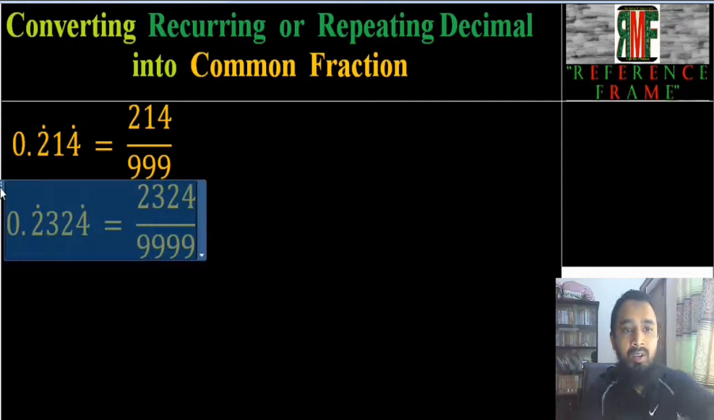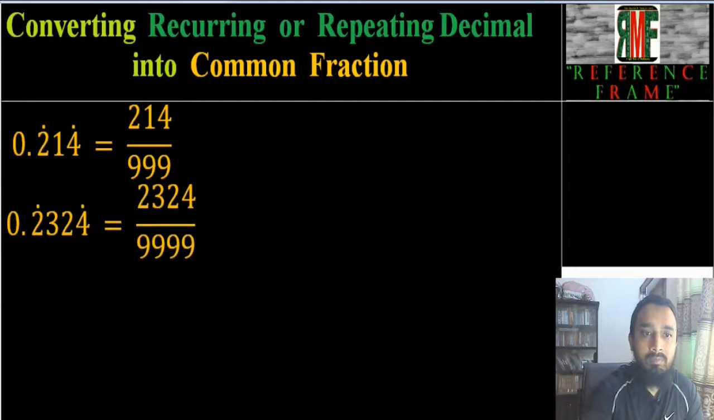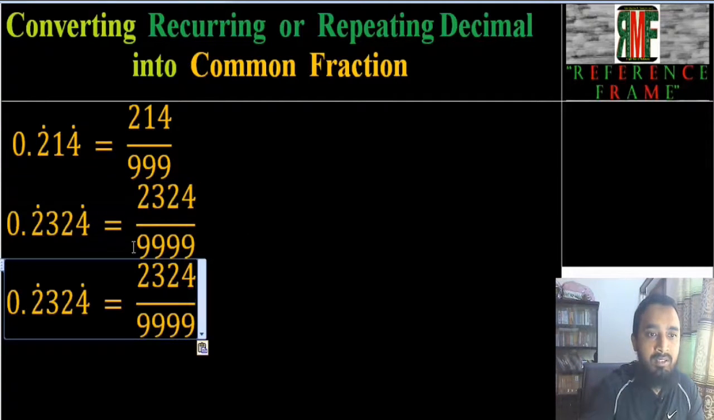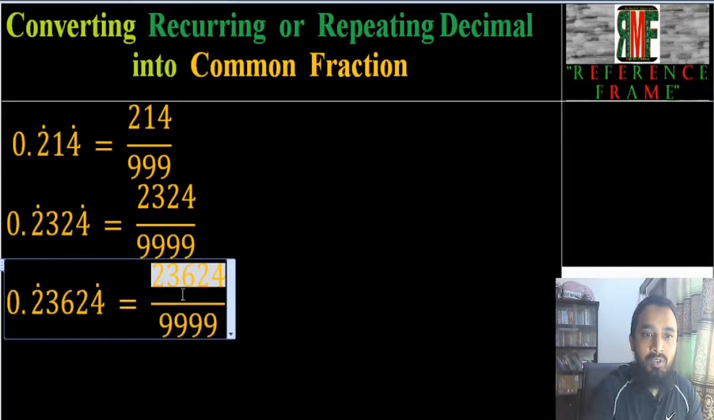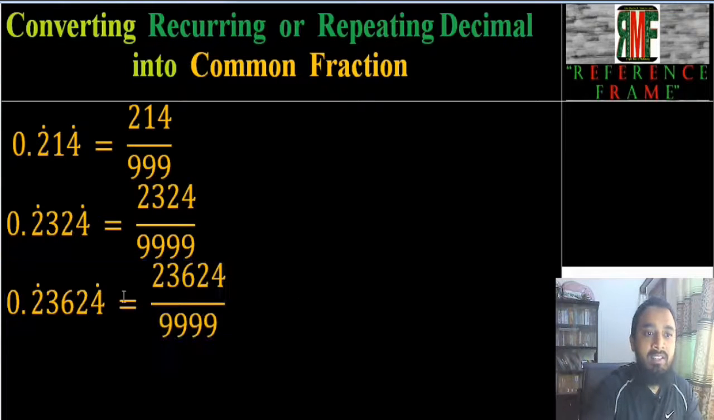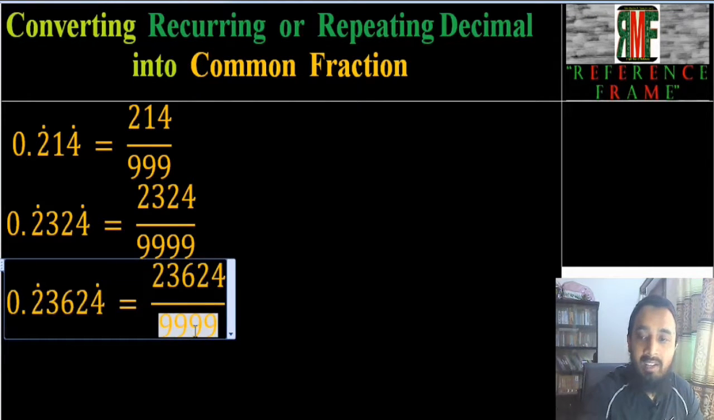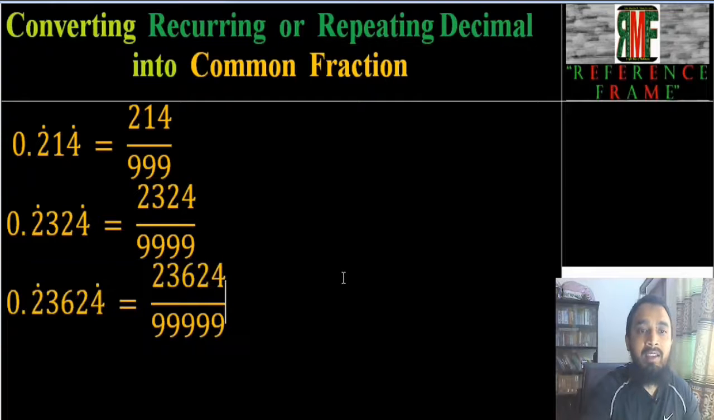If there are 5 digits, what are you going to have? Suppose 2 3 6 2 4, 5 repeating digits. This time since there are 5 digits and all 5 digits repeat after the decimal again and again, that means all 5 digits are recurring. That's why we're going to divide by 5 nines. If it is 1 digit, then with only 1 nine.